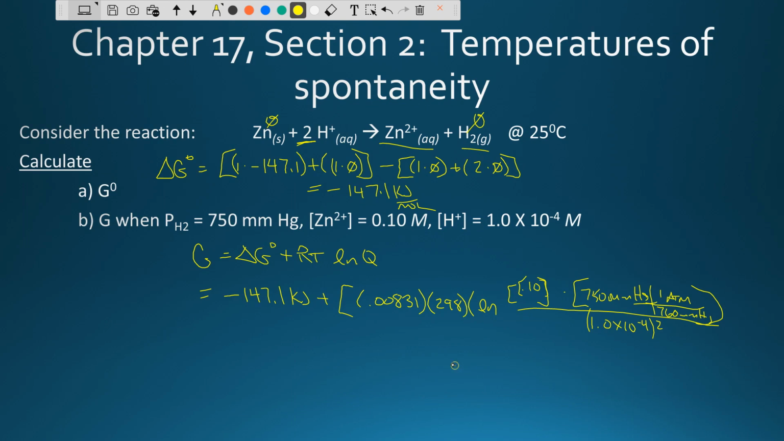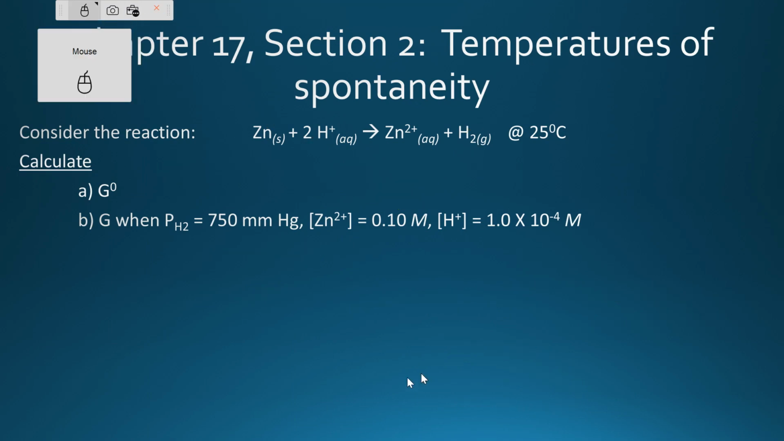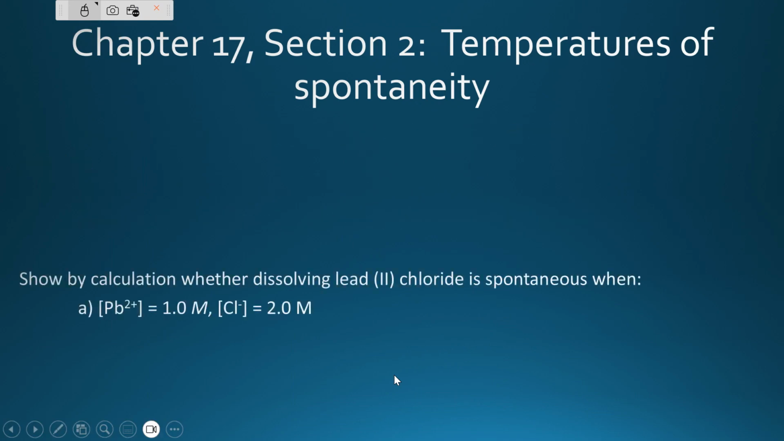Okay, and so if I do all this math, if I just multiply that all out, I end up with negative 147 plus a 39.9 kilojoules. And so I'll end up with an answer of negative 107.2 kilojoules, and I'm done. Okay, so it really isn't that bad. You just kind of watch how all that calculates out and watch your squares and watch out for those things that are going to be solids or liquids along the way.